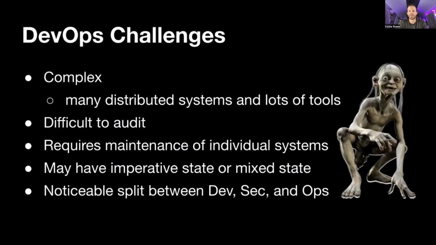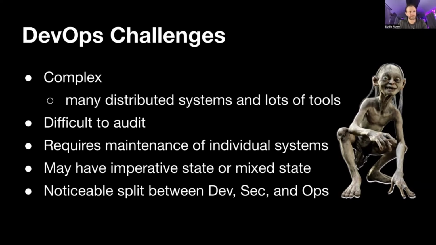Now, the challenge of this DevOps environment is that there's a lot of complexity to it. There are many distributed systems and a lot of tools. Each may require a certain update cycle or maintenance that's unique to those tools. The environment can also be difficult to audit. The maintenance of individual systems can be cumbersome, and they may have an imperative state or a mixed state between imperative and declarative models. And there's still that very noticeable split between dev, sec, and ops. More touch points, but there is room for improvement there.